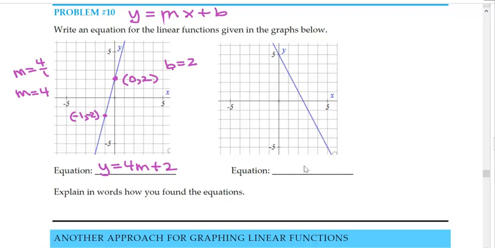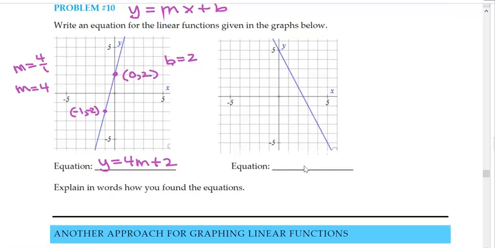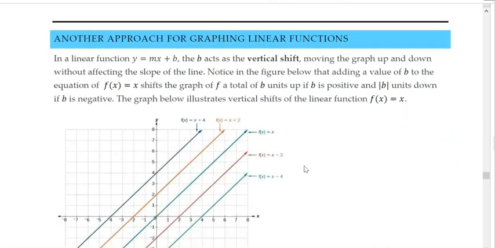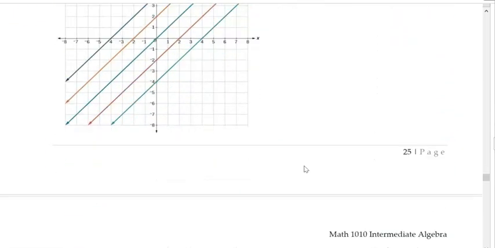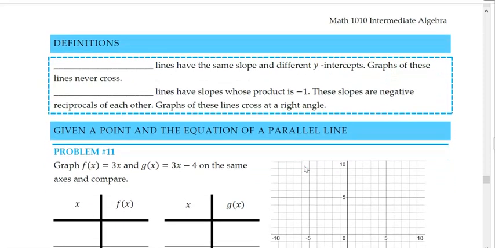So go ahead and do this next one, and then I want you to explain in words how you found it, just to make sure you're really understanding what you need to do to write an equation given the graph of the line. Okay, and I'm going to skip over this. We'll talk about that a little bit later in the semester.